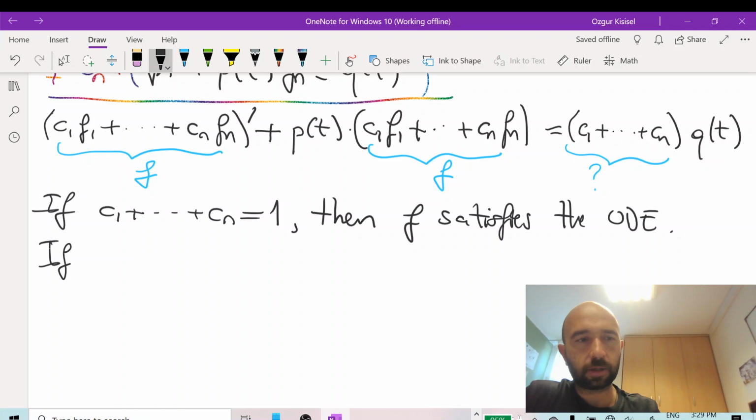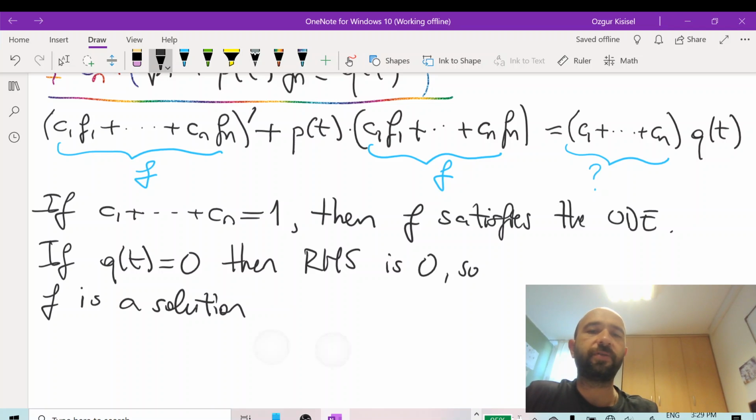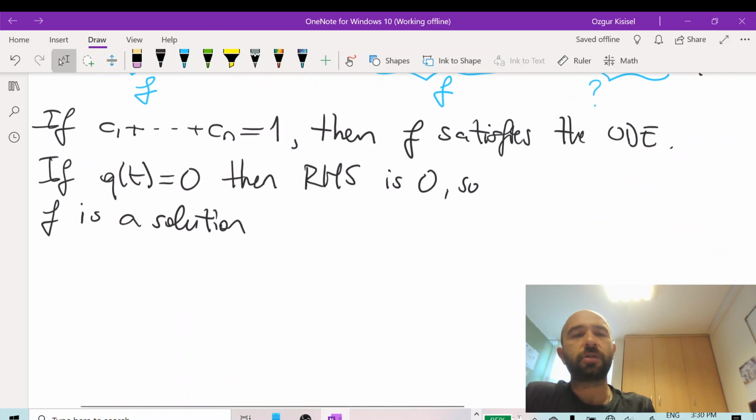If q(t) is equal to 0, then you don't care about the value of c1 plus up to cn because the right-hand side will be 0. So f is a solution regardless of the value of c1 up to cn.